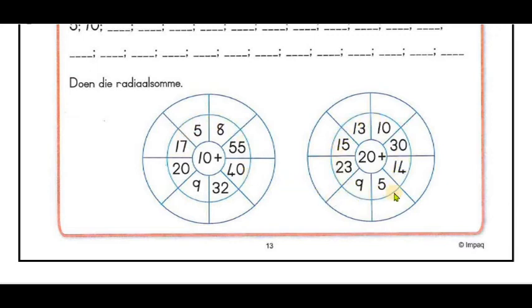This side you do the same, but now you have to look carefully. It's 20 plus 30. And 20 plus 14. And 20 plus 5. And 20 plus 9. So this one you start with 10 plus whatever, and this one is 20 plus the sums.